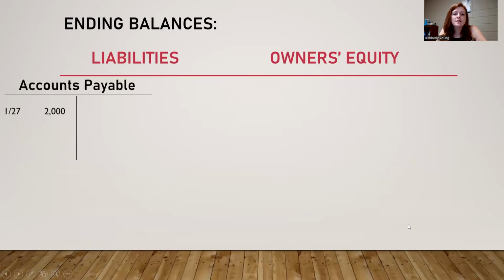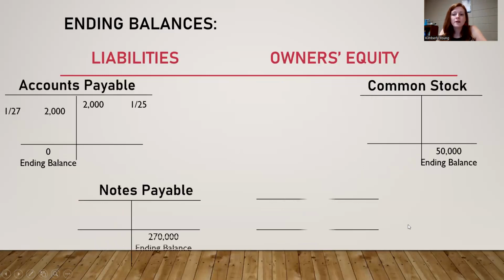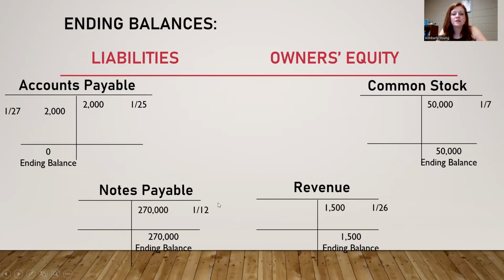Then our ending balances in liabilities and owner's equity look like this. I really should put a line down the middle here. We've got accounts payable. We owed somebody $2,000, but then we paid it, so we don't owe them anything. And then we have notes payable of $270,000.